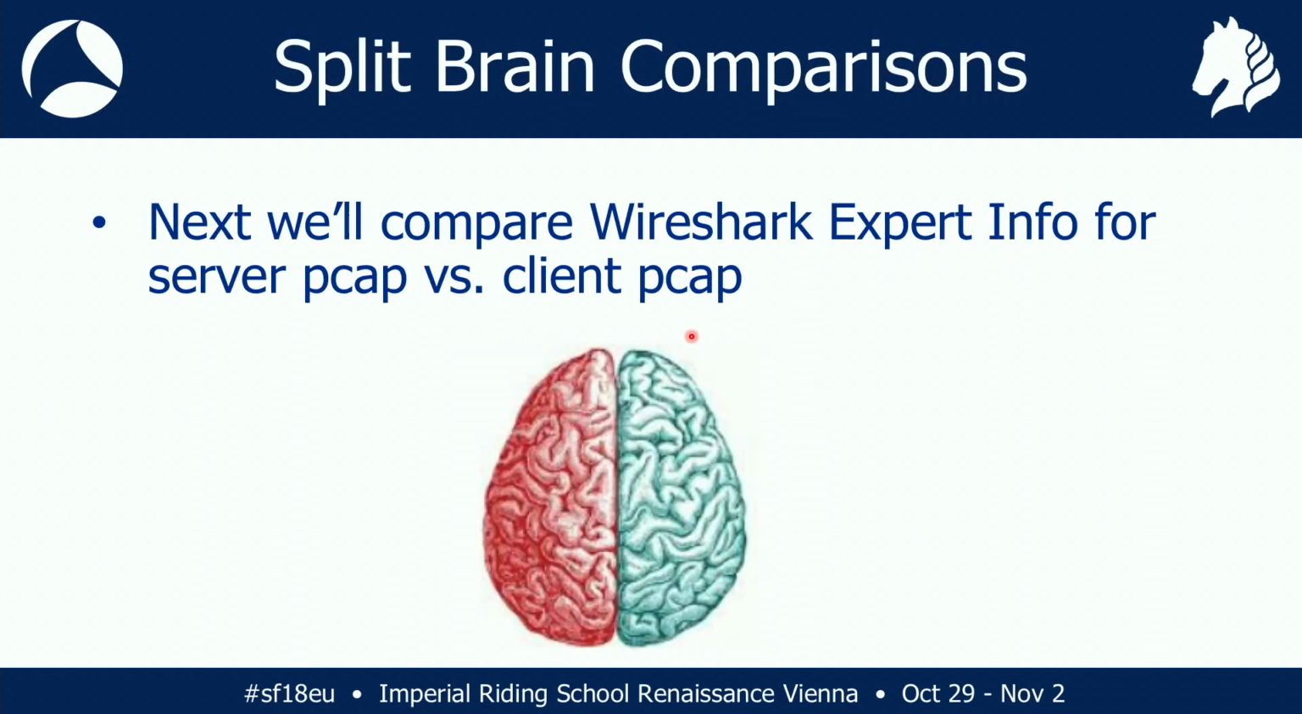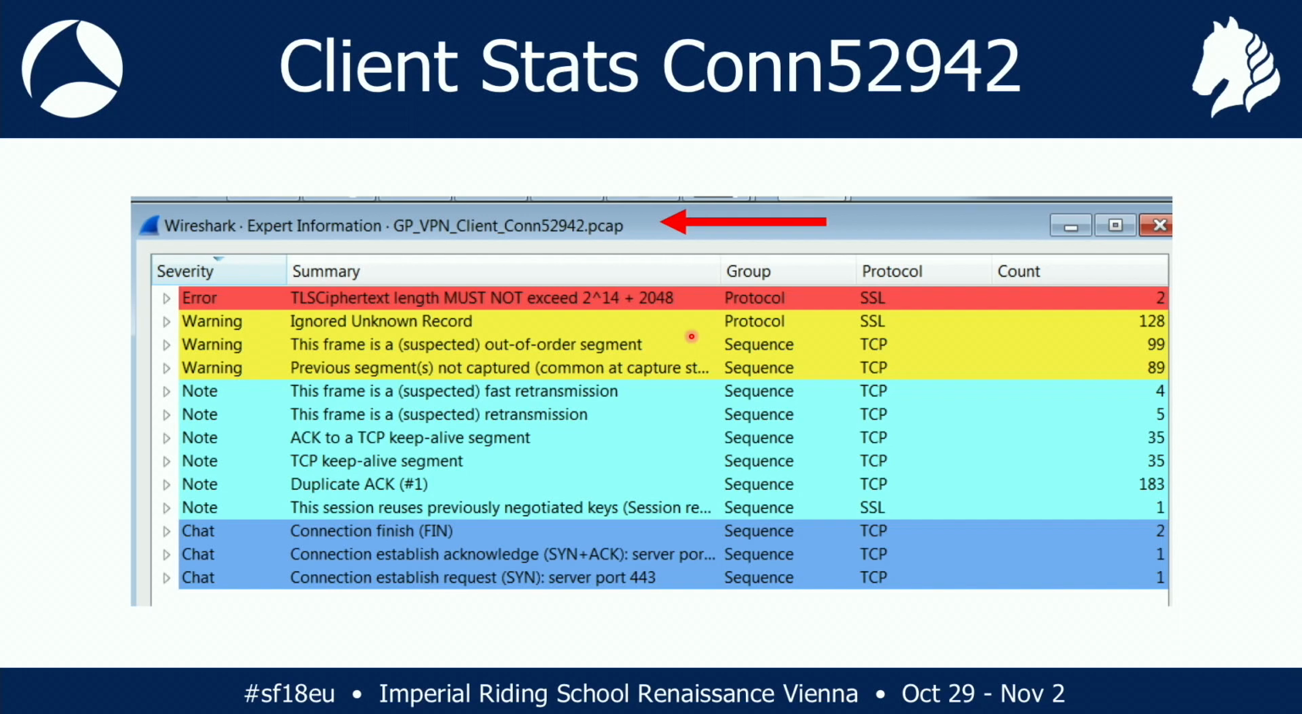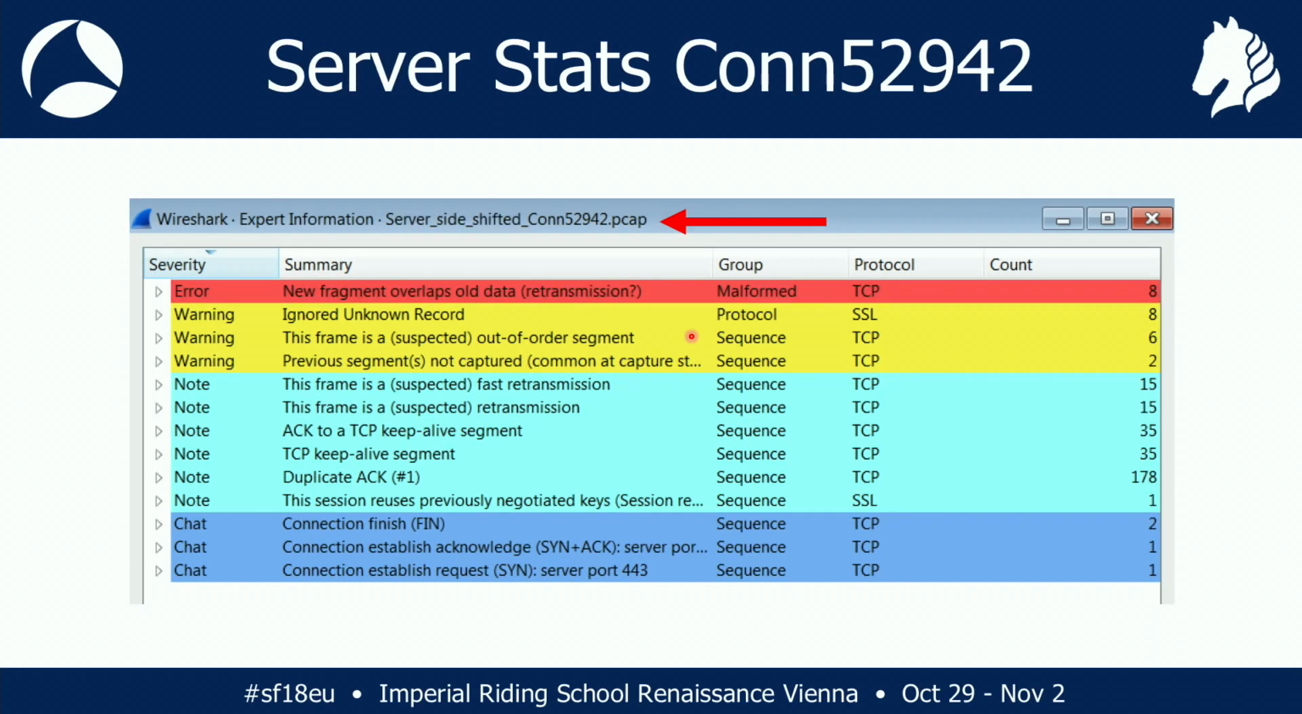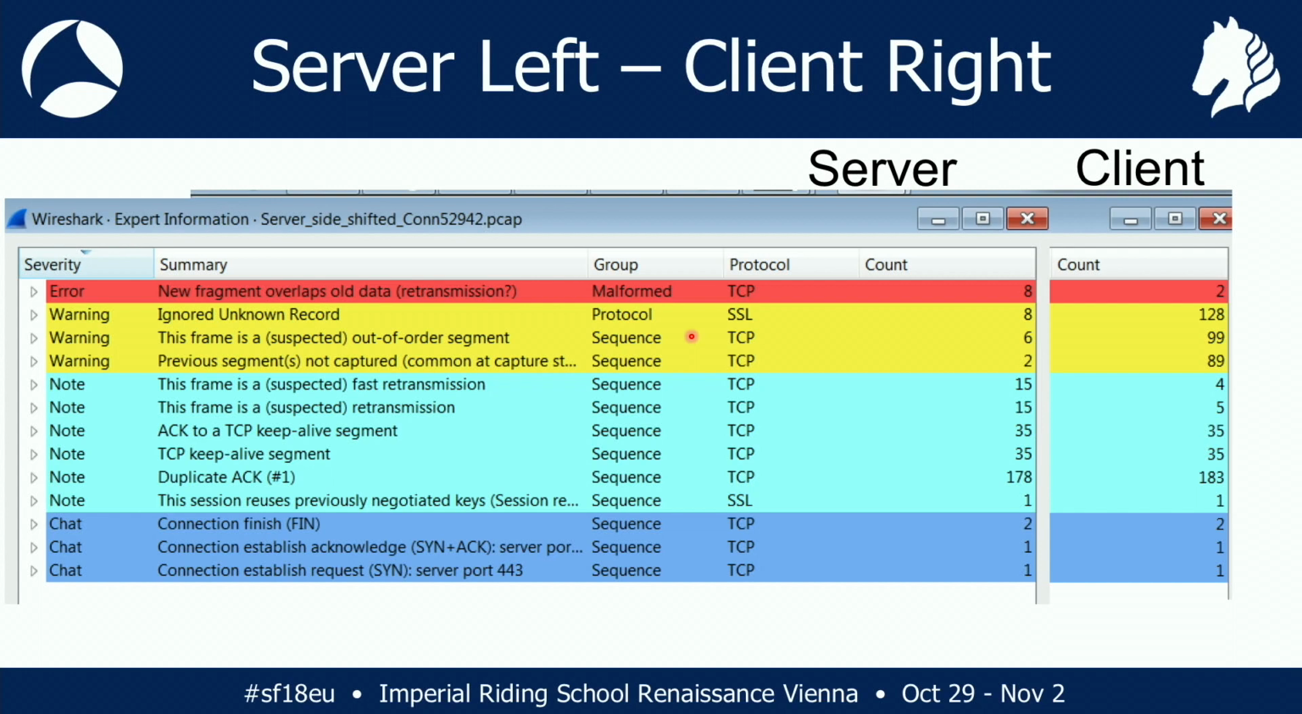So let's keep going. Now we're going to look at the expert info captured from two instances of Wireshark, one looking at the client capture, one looking at the server capture. Here's the client, here's the server. I'm going to put them both together side by side. Now the numbers here are the server, and the numbers here are the client. We'll have to talk about the red bar because you can't tell from this screen, but they're two different red conditions, but we'll look at both of them.